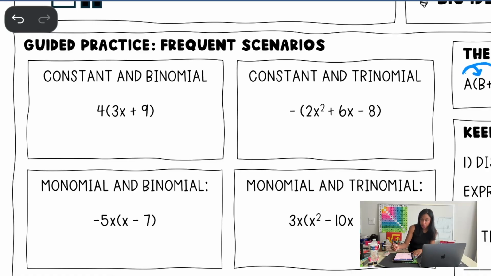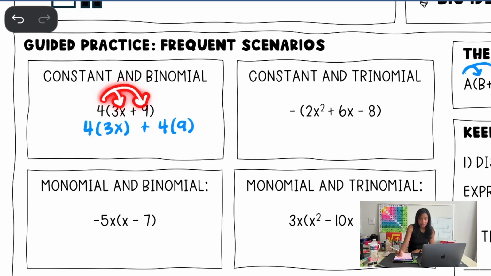You can break this down a little bit further if you wanted, so I will do that for the sake of this. We're going to have 4 times 3x plus 4 times 9. Remember that we're going to take the factor outside the parentheses and multiply it by each term inside the factor in parentheses. All right. So 4 times 3x, 4 times 9. 4 times 3x is 12x, and 4 times 9 is 36. So 12x plus 36. We have expanded this using the distributive property.